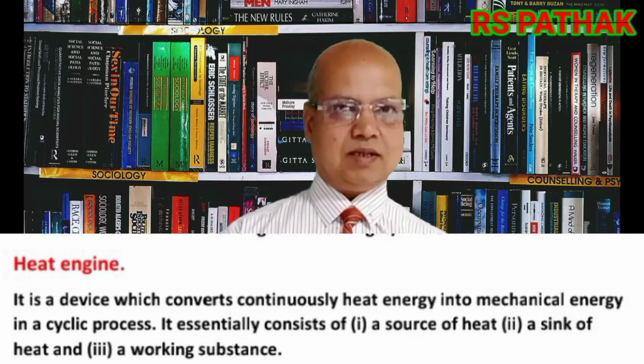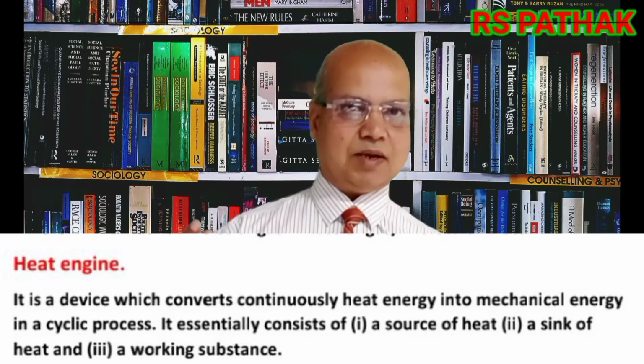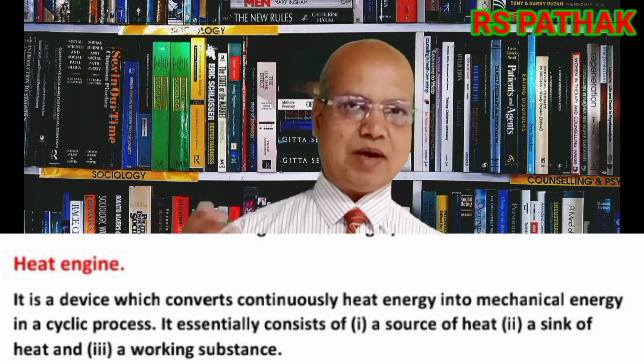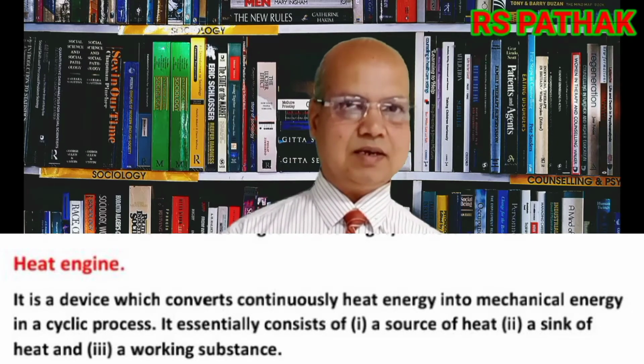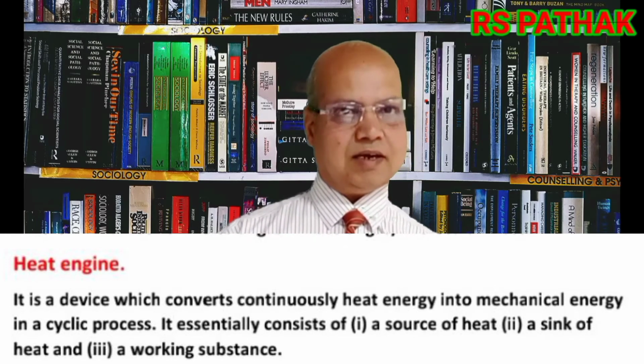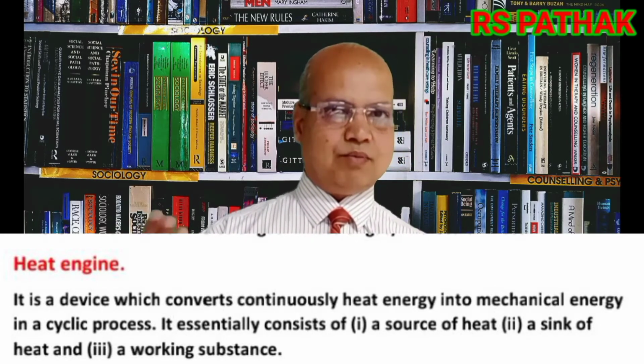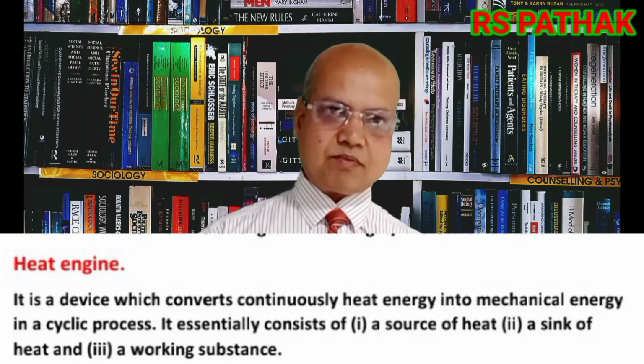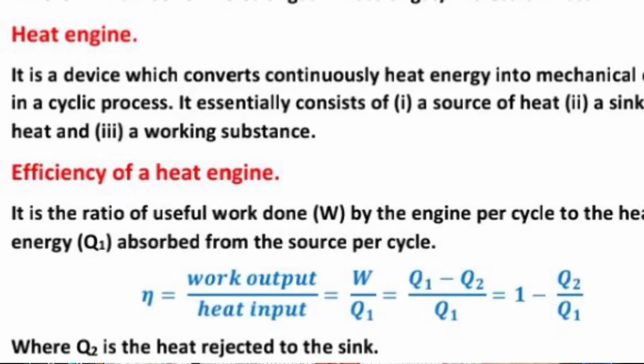Efficiency of a heat engine. What is the efficiency of a heat engine? It is the ratio of useful work done by the engine per cycle to the heat energy Q1 absorbed from the source per cycle, and it is denoted by eta. Eta equals work output upon heat input. Work output means W, heat input means Q1. So eta equals W upon Q1, which can be written as Q1 minus Q2 upon Q1, where Q2 is the heat rejected to the sink.